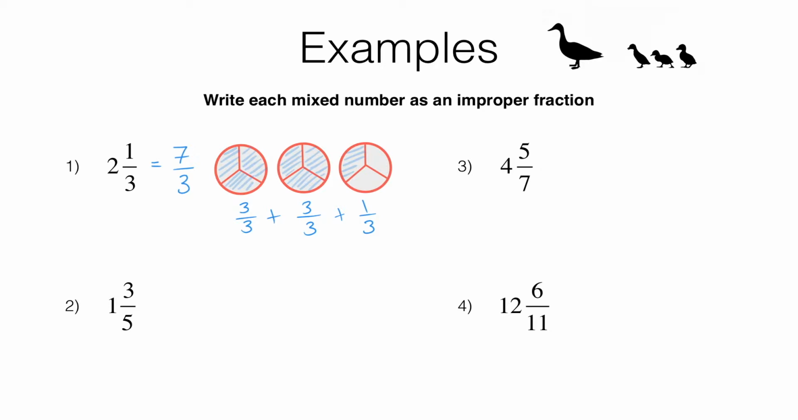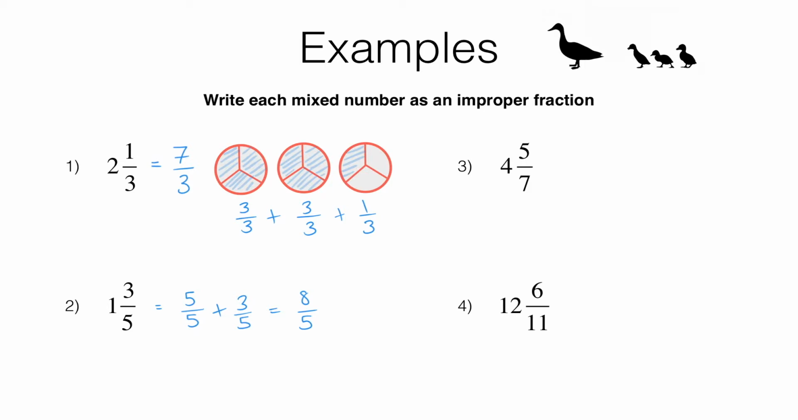In this case, we've got 1 and 3/5. So I know that this is going to involve an answer that is something over 5. The 1 whole is worth 5/5. And the 3/5 is just 3/5. So what I need to do is add those together. And I think of these as 5/5 plus another 3/5. That makes 8/5 altogether. So 1 and 3/5 is equal to 8/5 as an improper fraction.